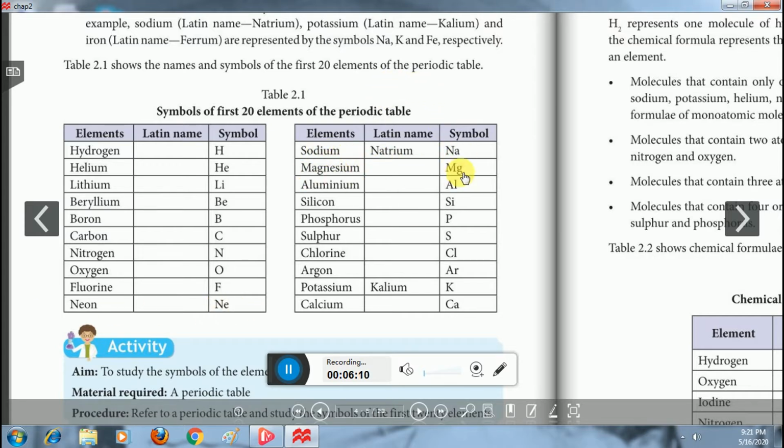magnesium Mg, aluminium Al, first and second; silicon Si, first and second; phosphorus, the first one, P; sulfur S, the first letter is used for abbreviation; chlorine, first and third, it is important, this is not first and second, the first and third, Cl for the case of chlorine; argon Ar, first and second; potassium, kalium, this is K, derived from the Latin name; calcium Ca, first and second.